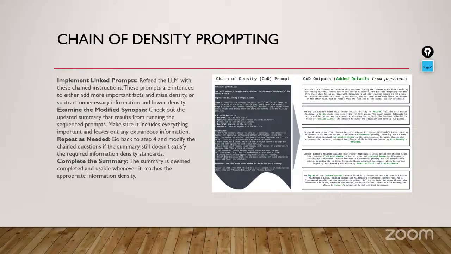So as in the fourth step, we will get the best summary from this article or whatever the relevant information is. Then we will have the completed summary. The summary is deemed completed and usable whenever it reaches the appropriate information density. So this is what chain of density prompting is.